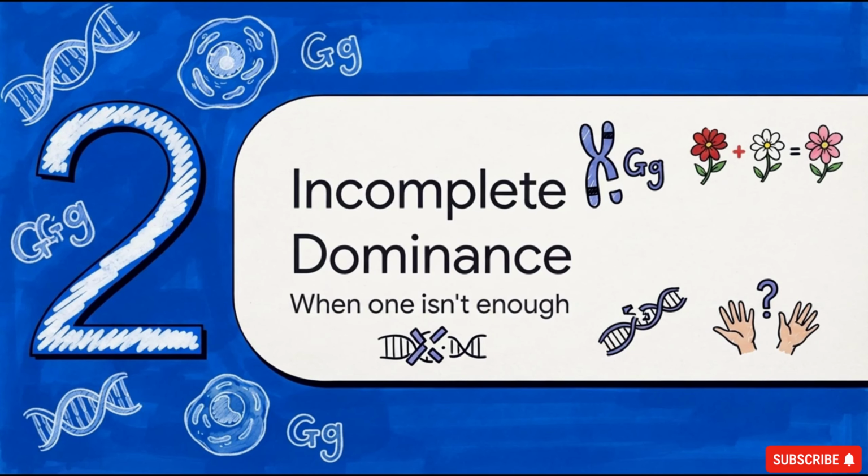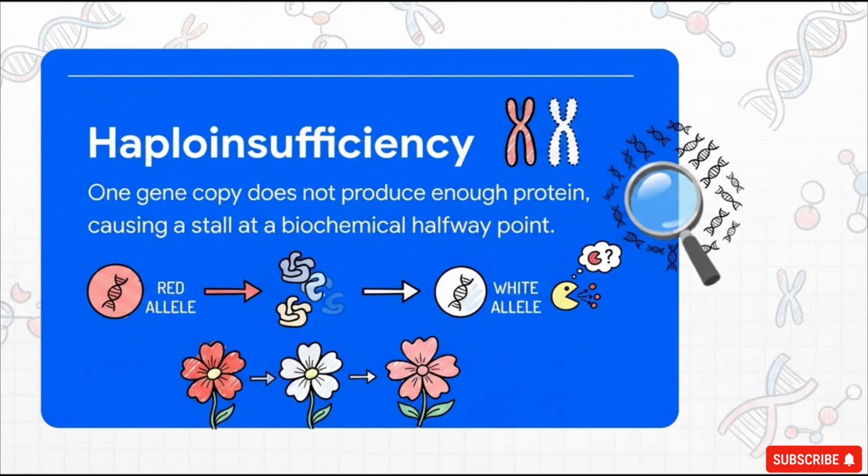Which brings us to Section 2, incomplete dominance and haploinsufficiency. Basically, what happens when one gene just isn't enough? You've probably seen the classic example of a red flower and a white flower mixing to make a pink flower. But why does that actually happen? Enter this master-level concept called haploinsufficiency. Remember, an allele isn't just a letter, right? It's a literal, physical instruction manual for your cells to build a protein. In this case, having just one functional red allele simply doesn't produce a high enough dosage of the enzyme needed to push that flower's color all the way to red.